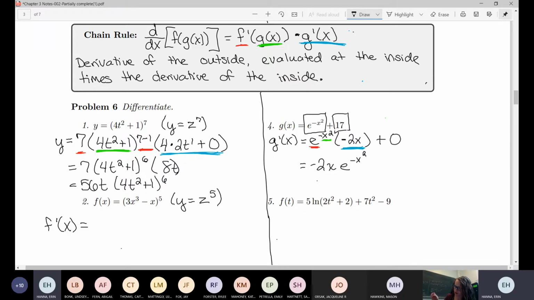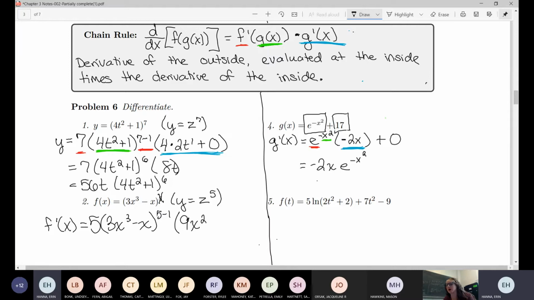Since it's something to the 5th, we use our power rule, which tells us to bring the power down and subtract 1 from the power. And our chain rule says to leave that inside piece alone. Then once I've taken care of that 5th power, I need to take the derivative of what I have left, so that 3x cubed minus x. The derivative of 3x cubed is going to give us 9x squared. The 3 in the front comes along for the ride, and when you bring down the other 3 from the power and multiply them together, you get 9.